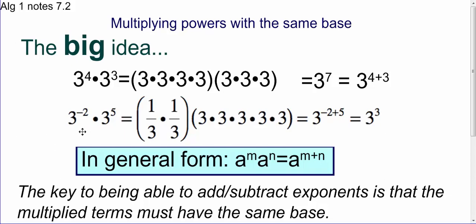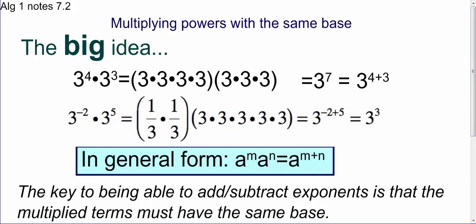Same thing if we have negative exponents. You can see what I've done here. I've got 1/3 times 1/3 as 3 to the negative 2. And then 3 to the 5th we could rewrite as 3 times 3 times 3 times 3 times 3, which is 3 to the 3rd, which would come from 3 to the negative 2 plus 5.